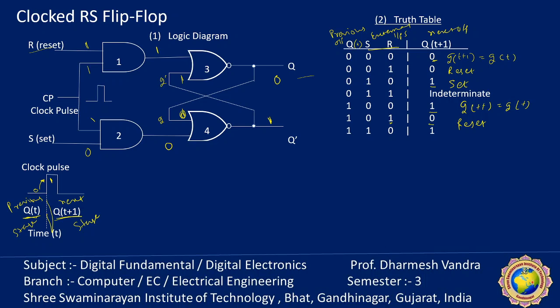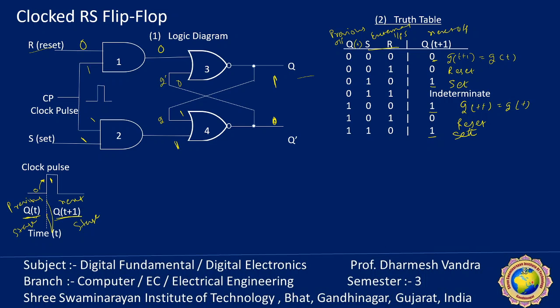Similarly, the third combination is possible, 1 1 0, when Q is equal to 1. Q dash is obviously 0. Now it depends on the output of gate number 1 and 2, and this is given. Set is equal to 1, reset is equal to 0. So 0 1 0, 1 1 1, both are 1, the result is 0. 0 0, the result is 1. That means we obtain one set condition.